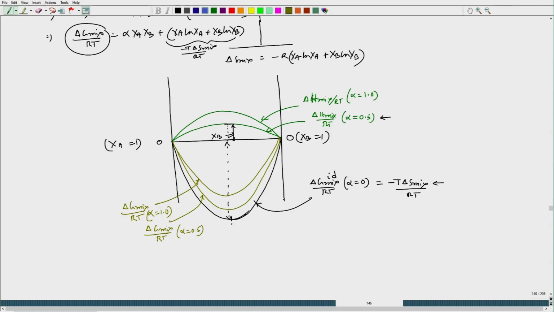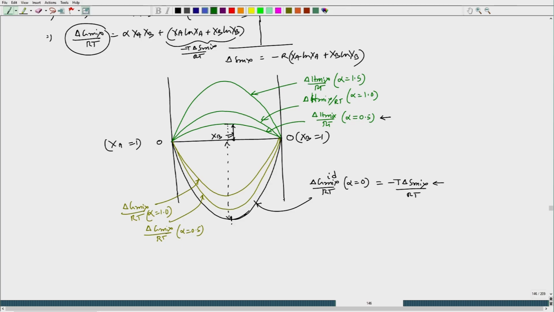Now, I could see that as we increase the alpha value, that particular delta G mix by RT curve still becomes convex downward, but it is moving up. Now, I take a situation of alpha equal to 1.5. Let us say this is delta H mix by RT when alpha equal to 1.5.